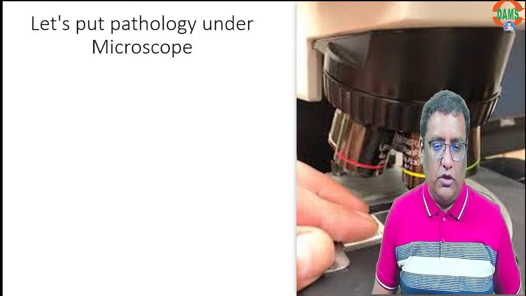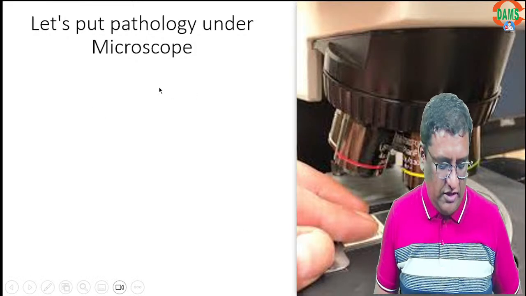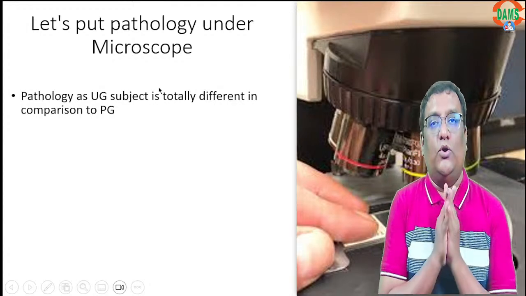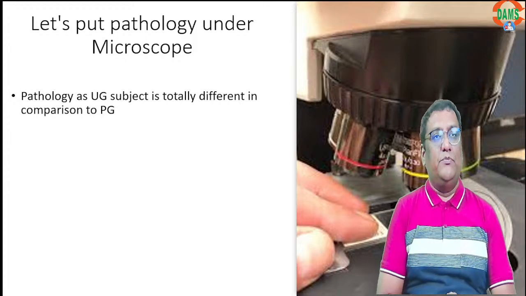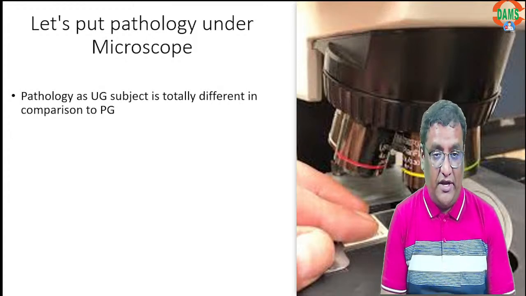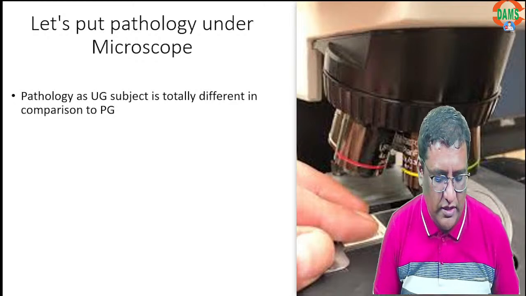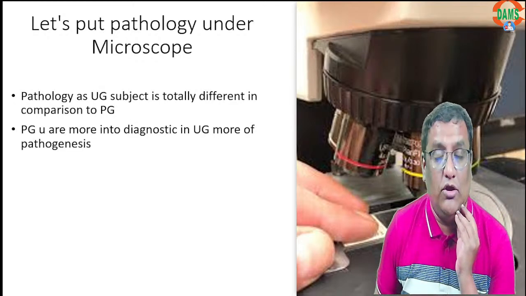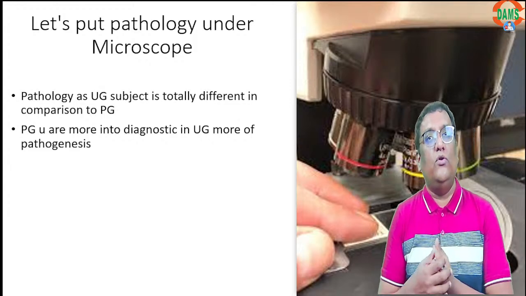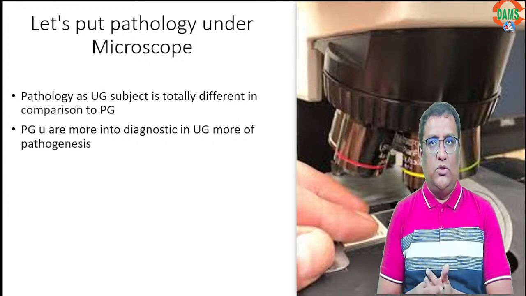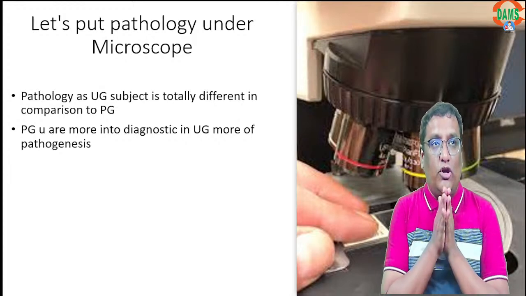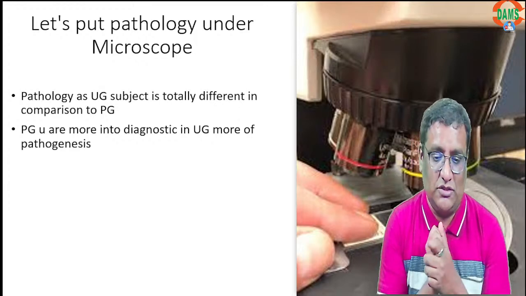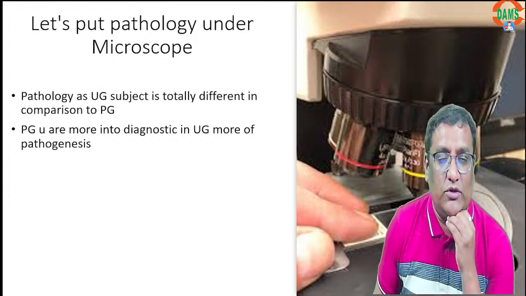So what is a pathologist's job? How is it different? First, pathology as a subject from UG is totally different in PG. Absolutely totally different. How is it different in PG? In PG, you will be having more only on diagnostic. In PG, you are more into the diagnostic mode, and in UG, you are more into pathogenesis mode. So you should understand this point that you are no more going to just be happy about reading the pathogenesis of the diseases, right? So that is the primary difference.